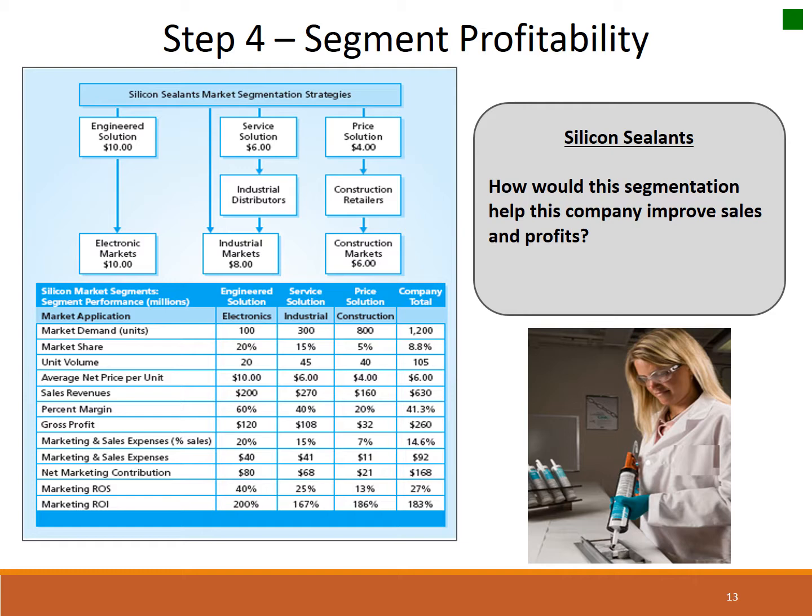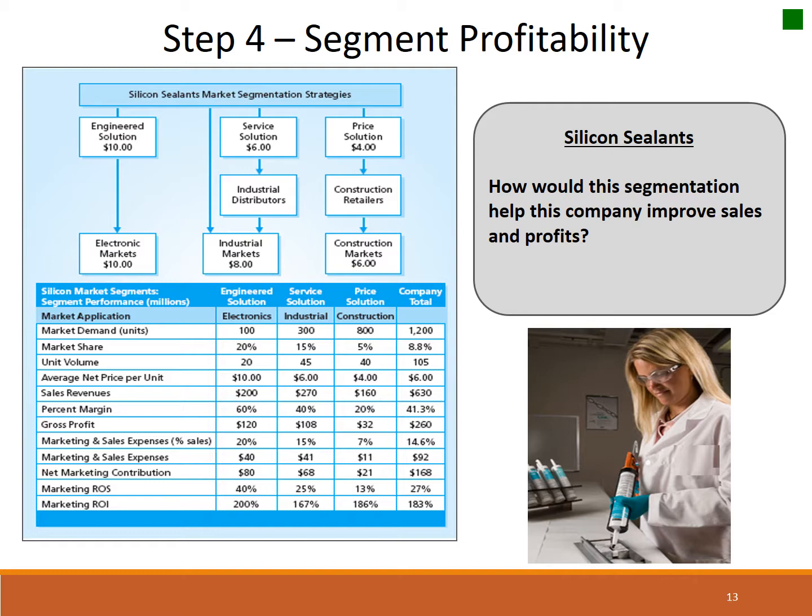We can have estimated revenues and percent margins. So as a result, we can calculate our net marketing contribution for each of the different market segments. Then we can calculate our return on sales and our return on marketing investments as well, and we can compare the profitability of each of the different market segments. So in this case, the electronics market is clearly the most attractive market segment from a profitability standpoint, if that's what you're focused on.